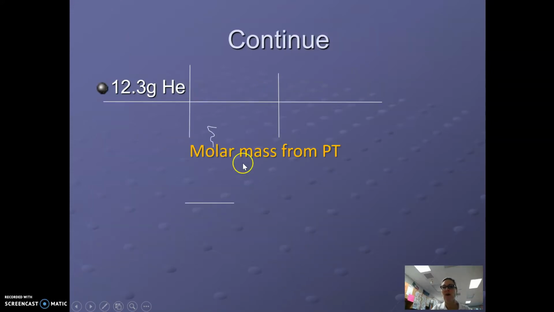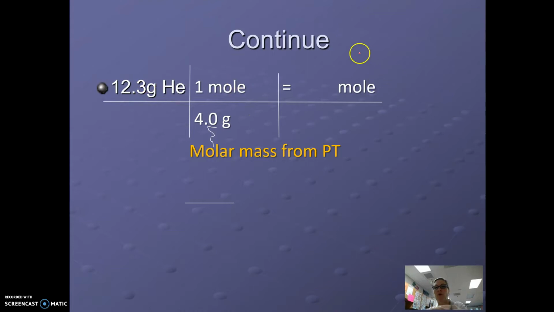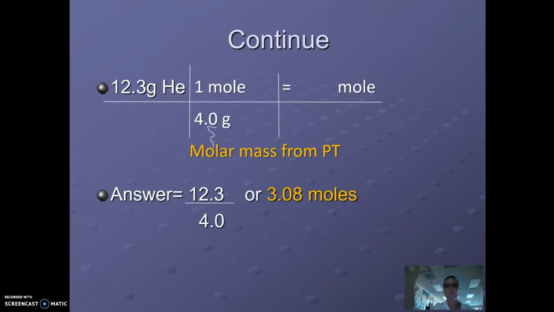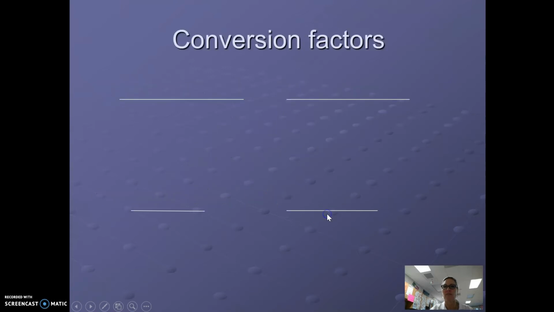So here's what we do. We find the molar mass from the periodic table, and we're going to set up a conversion factor. The conversion factor is going to have grams on the bottom to cancel and moles on the top. Why? Because we want to solve for moles over here. So what we're going to end up doing, math-wise, is multiplying straight across and dividing what's on the bottom. So you're going to have 12.3 divided by 4, or 3.08 moles to solve this.